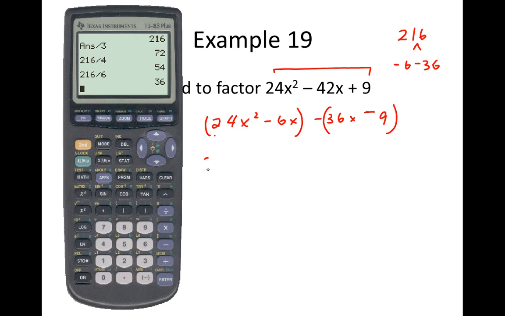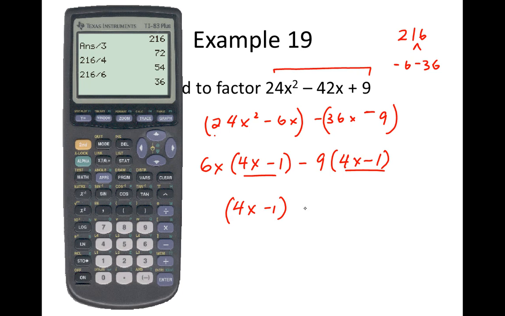We've got a common factor of 6x. And what do we have here? 4x minus 1, minus, I can pull out a 9, right? And that's going to be 4x minus 1. Again, there's my common factor. 4x minus 1, 6x minus 9. Oh, do you see what I did?